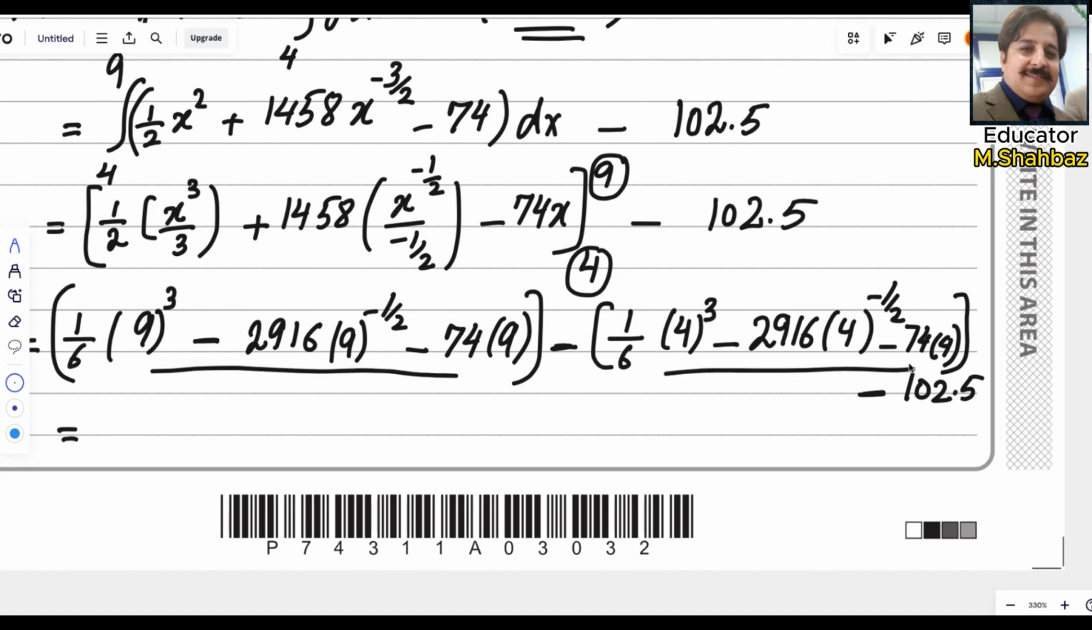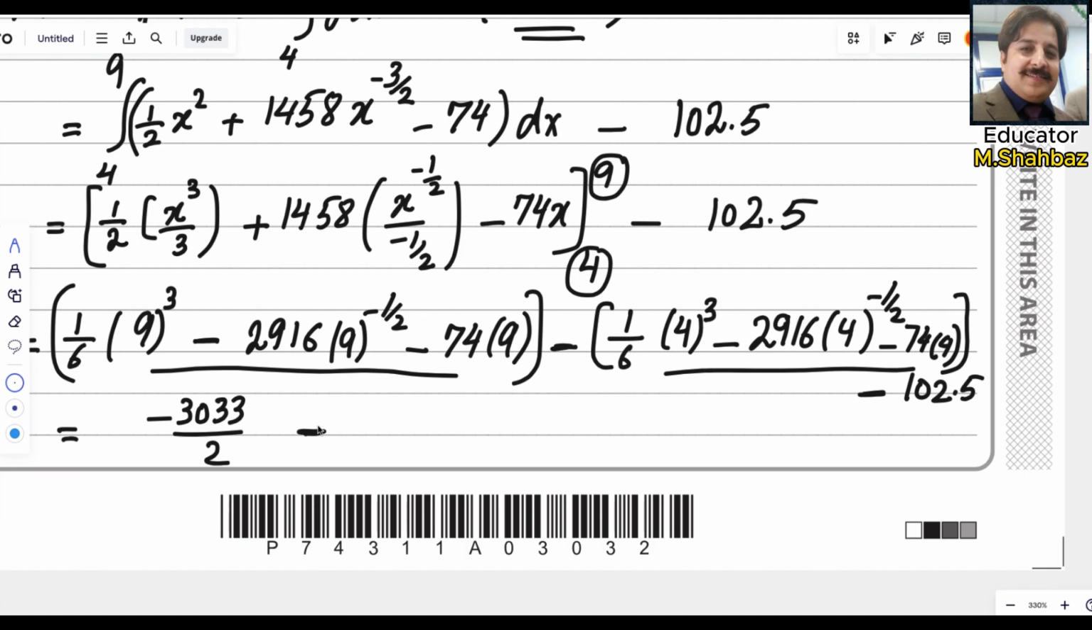Now you will use the calculator to get the answer for this part and this part. 1 over 6 into 9 cubed, then minus 2916 into 9 to the power minus 1/2, then minus 74 into 9, and you press equal. You get the answer, minus 3033 divided by 2. Then minus, now we will replace 9 with 4 in the same calculation with the calculator. So you get the answer.